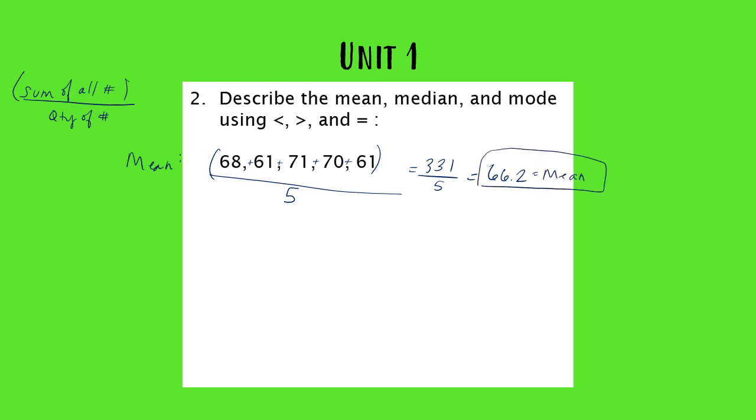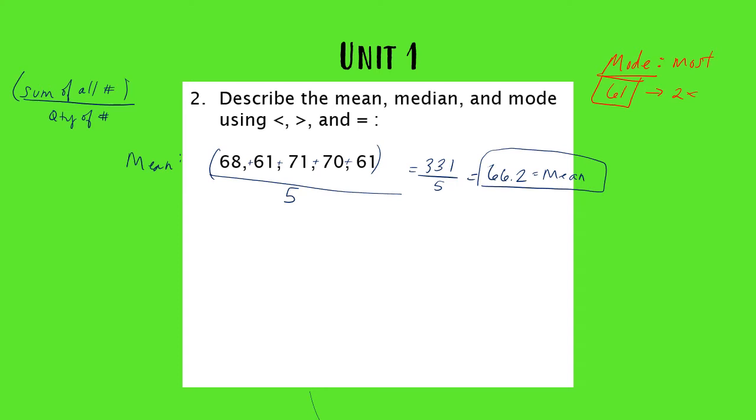All right, so median and mode. Mode you could do ahead of time right now. Mode means the most occurring, so the number that happens the most in your list. I have 68, 61, 71, 70, and 61. If you notice, the number 61 happens 2 times, and everything else only happens once. So your mode is 61.